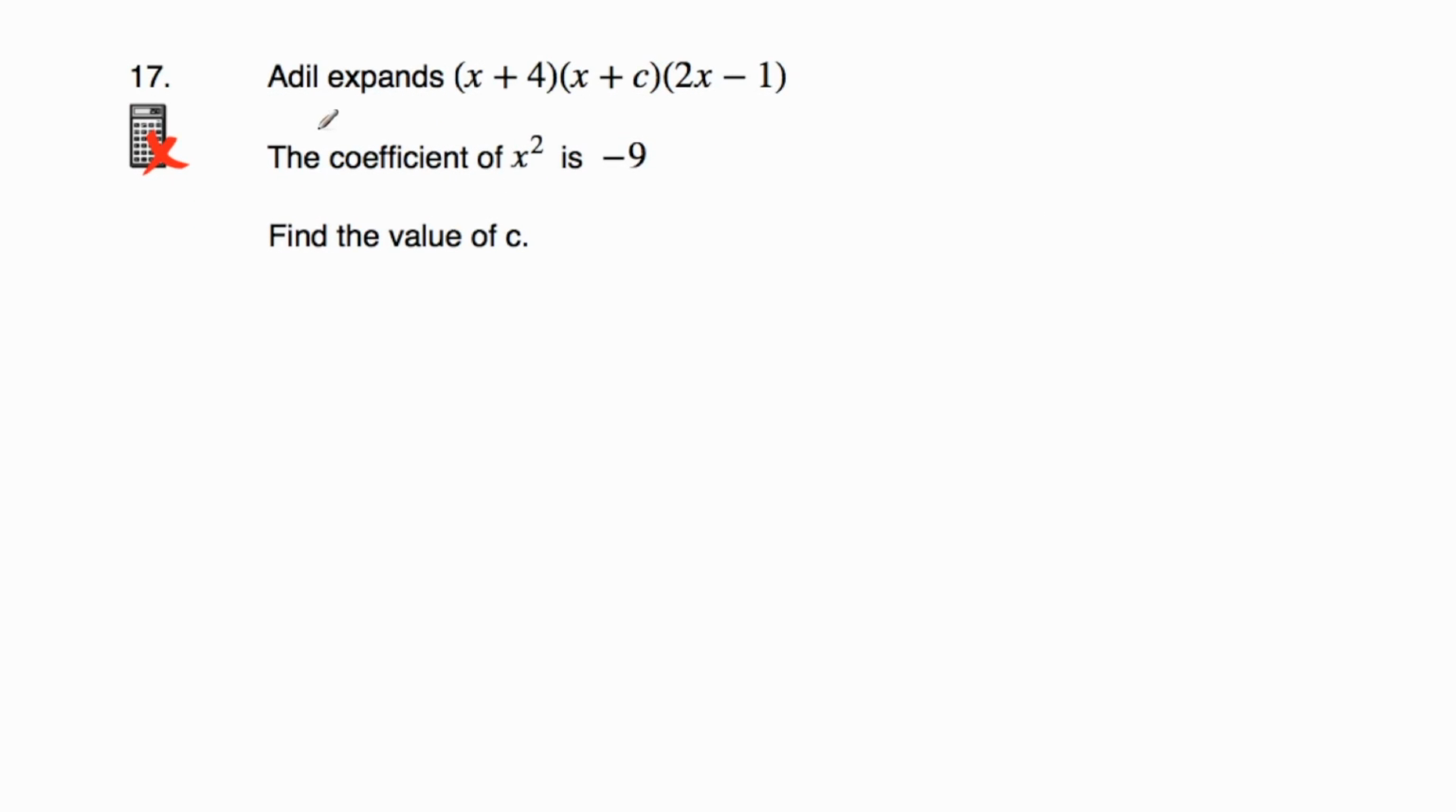Okay, let's have a look at our last question. So question number 17 says Adil expands x plus 4, x plus c, and 2x minus 1. And we're told that the coefficient of x squared is equal to negative 9. Find the value of c. So let's expand our brackets and see what we get.